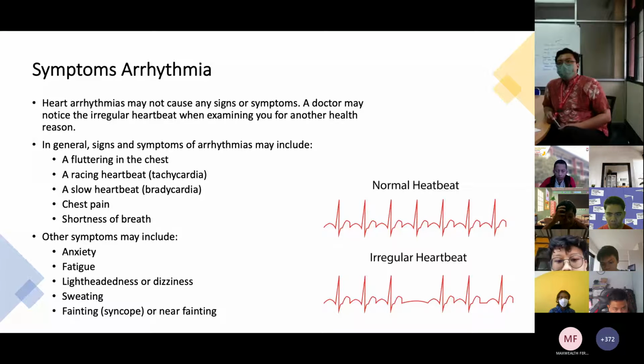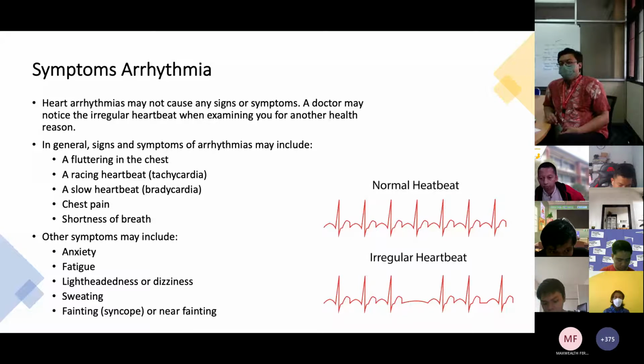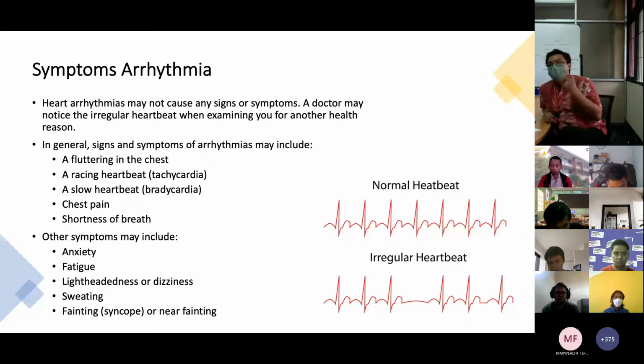So what are the symptoms of arrhythmia? The heart arrhythmia may not cause any signs or symptoms. A doctor might notice the irregular heartbeats when examining you for other heart reasons. In general, signs and symptoms of arrhythmias may include a flutter, fluttering in the chest, so berdebar di dada, for instance, or difficulty breathing, susah nafas. That may be a symptom of arrhythmias.